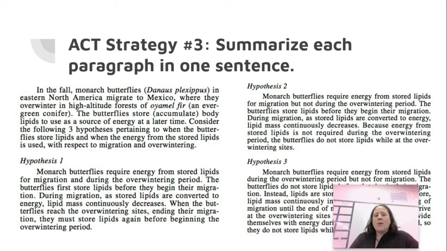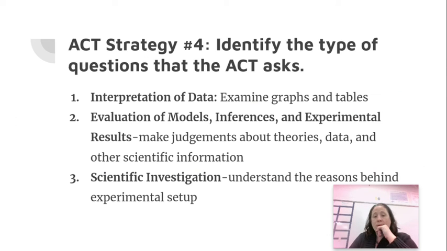And again, you could summarize, okay, hypothesis 1, energy in migration and overwintering. Hypothesis 2, energy for migration, not overwintering. Hypothesis 3 is for overwintering, but not for migration. And from there, you could go ahead and start answering the questions that are there.